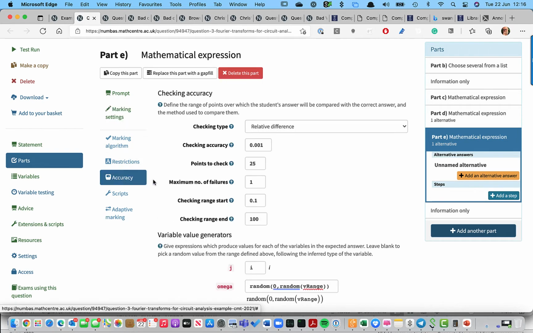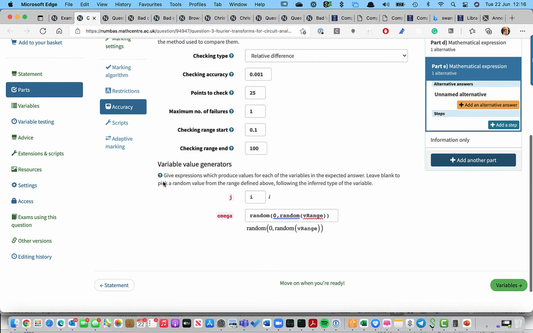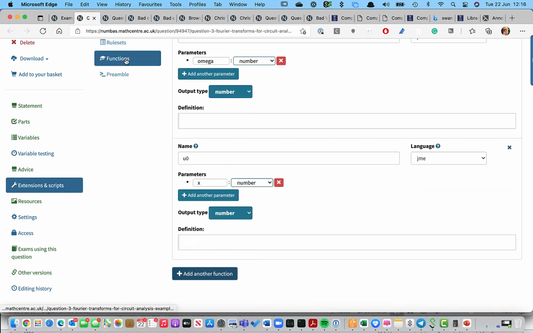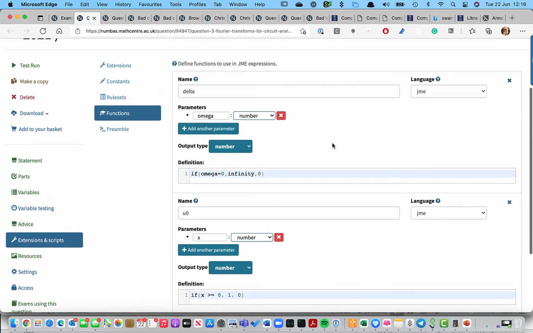I also needed to define j. I don't know if this is the correct way to do things, but that's how I tried to do it. And I had a range of omegas for the testing purposes. Sometimes it worked, sometimes it didn't. It was a bit variable, I found.